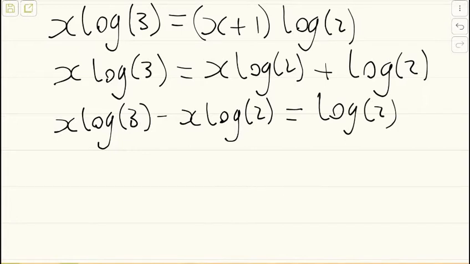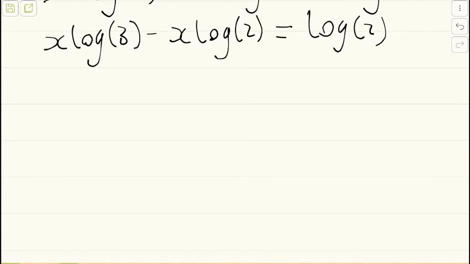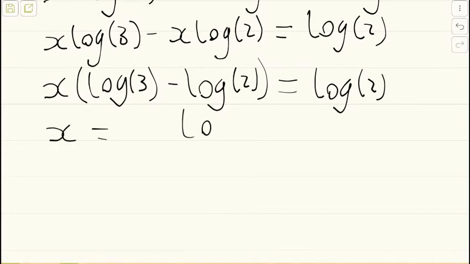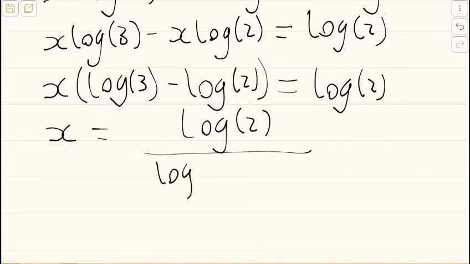On the left hand side, all I have to do now is just factorize x. So I get x, open bracket, log of 3 minus log of 2, which equals log of 2. And actually, I can just divide everything through by what's in the bracket. So I have x is equal to log of 2, all divided by log of 3 minus log of 2.